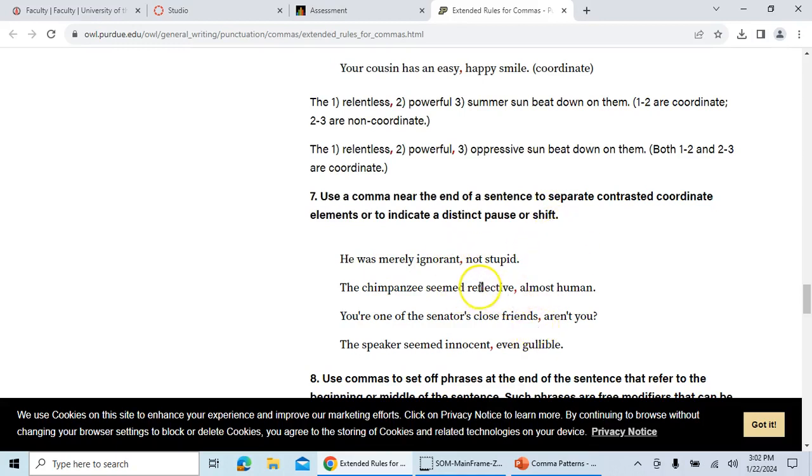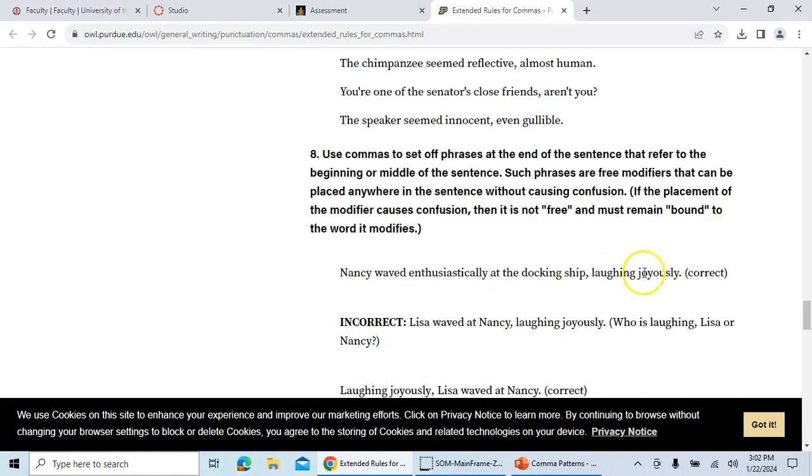The chimpanzee seemed reflective, almost human. This is, again, sort of contradicting that he's a chimpanzee, saying he's almost human, right? So we have the comma there.